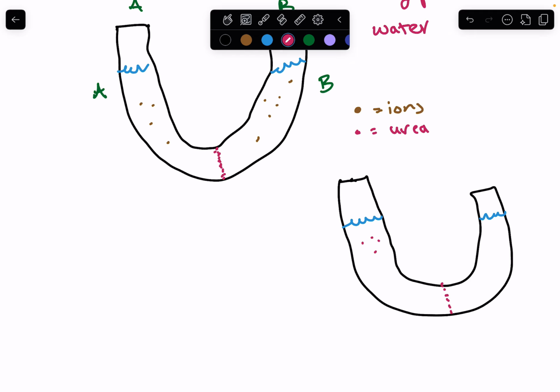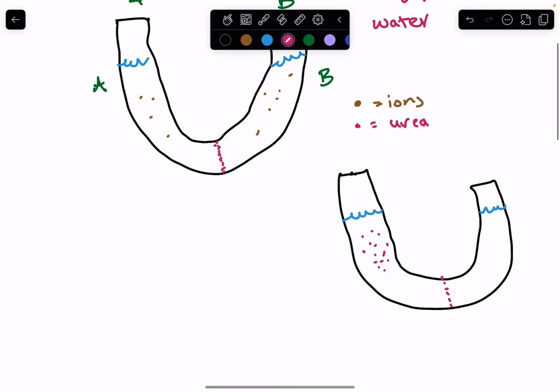So if we have a bunch of these urea molecules, and we have all these ions, the osmolarity of each of these solutions, so we'll call this A and B again. The osmolarity of this A solution is going to take into account all of these solutes, and the osmolarity of side B is going to take into account all of these solutes.